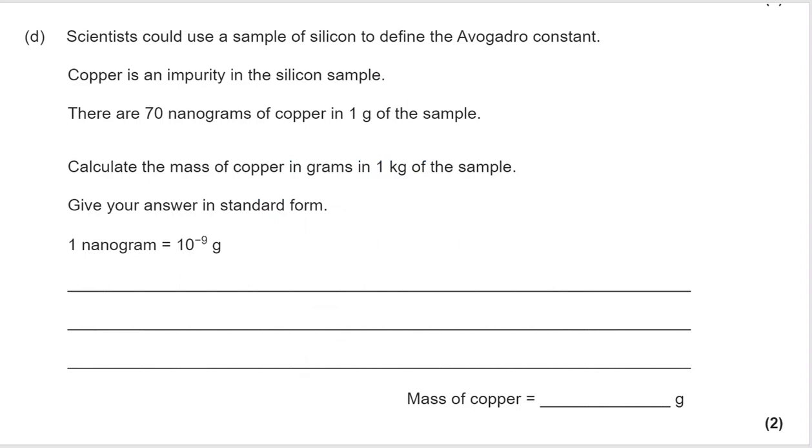Part D, scientists could use a sample of silicon to define the Avogadro constant. Copper is an impurity in the silicon sample. There are 70 nanograms of copper in 1 gram of the sample. Calculate the mass of copper in grams in 1 kilogram of the sample and give your answer in standard form.